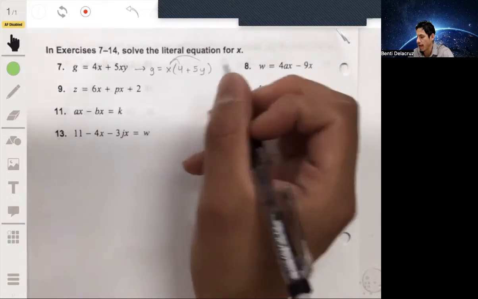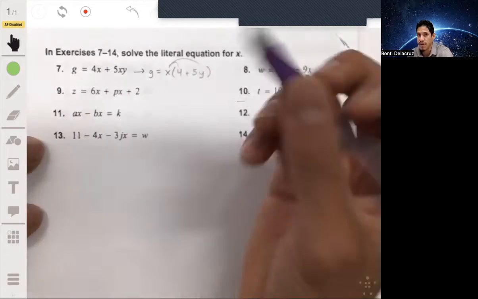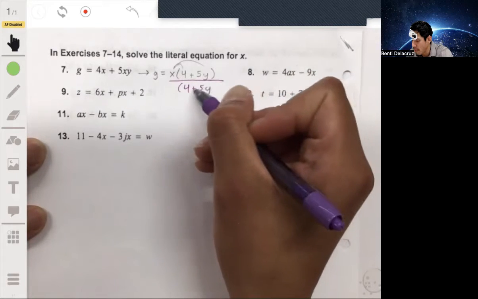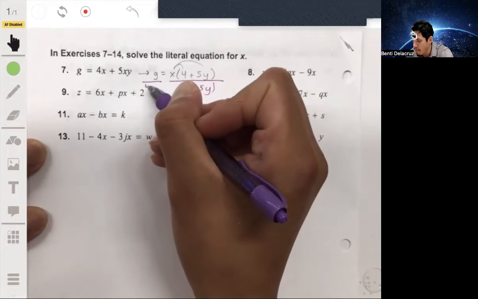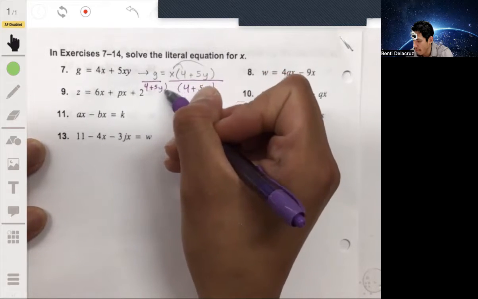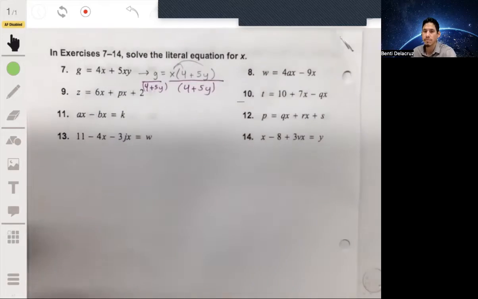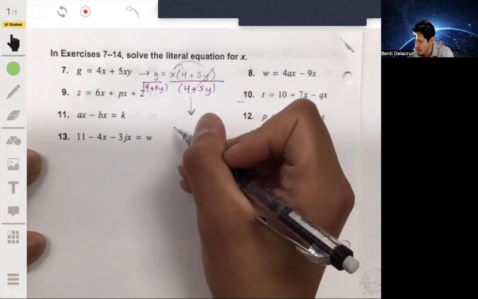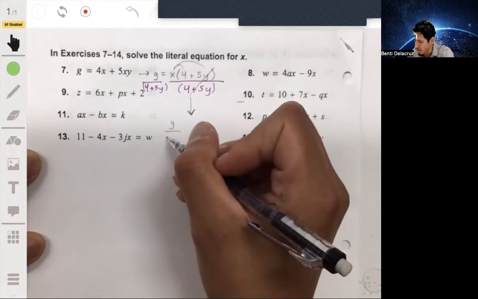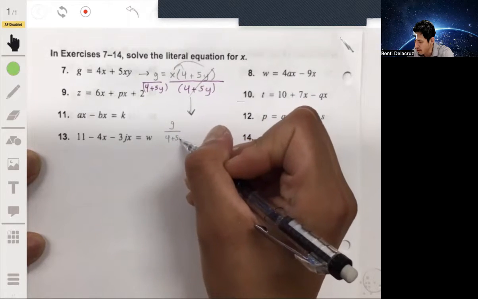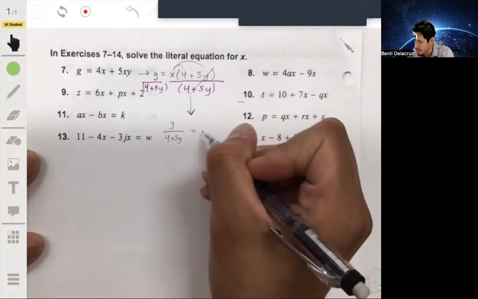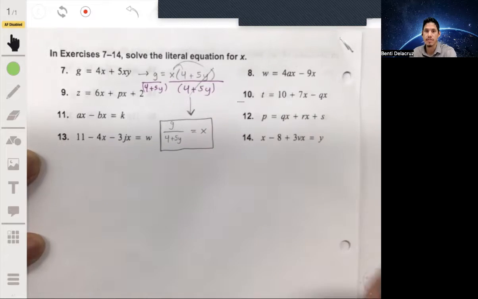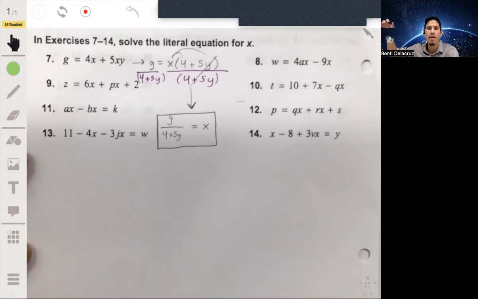Now you're going to divide by the 4 plus 5y. We're going to divide by this whole group. This goes away, and then your answer becomes that g over 4 plus 5y is equal to x. So that's your answer for 7.